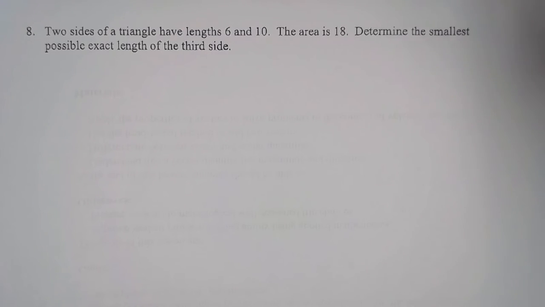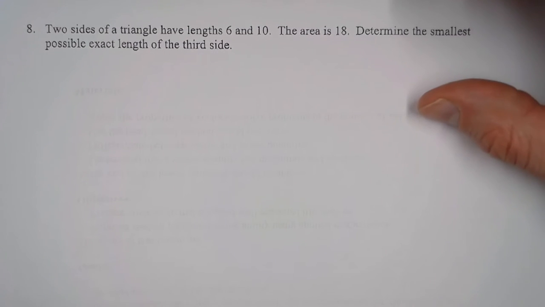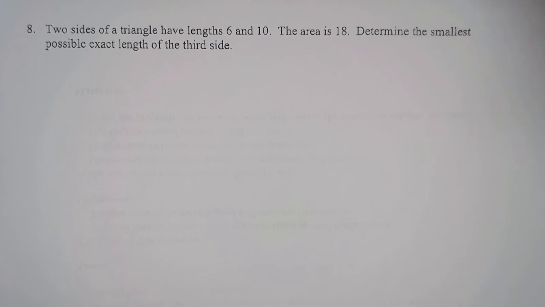In this problem, it says two sides of a triangle have lengths of 6 and 10. The area is 18. Determine the smallest possible exact length of the third side. And so the method that I'm going to be using is what's called Heron's formula.